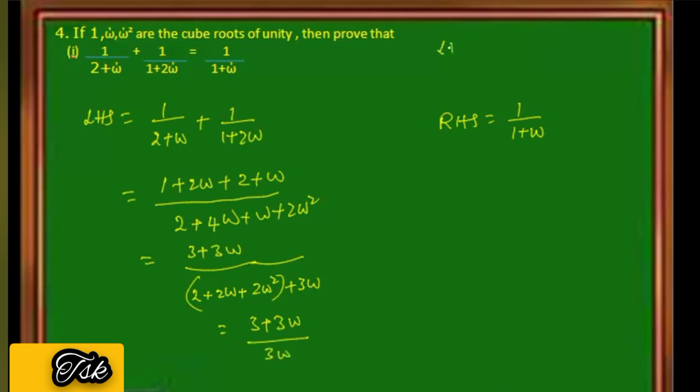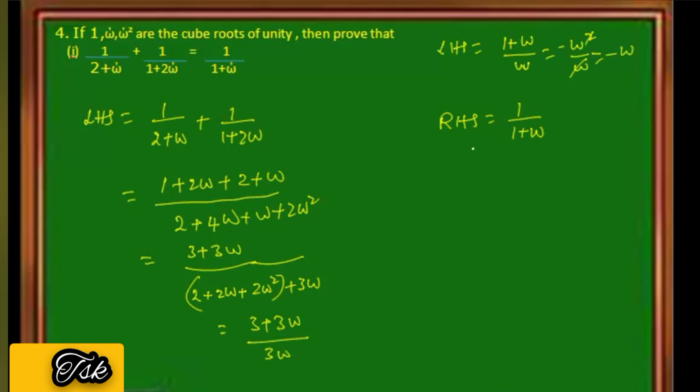So LHS is nothing but (1 plus omega) by omega. 1 plus omega is minus omega square, so minus omega square by omega. So it gets cancelled, giving minus omega.